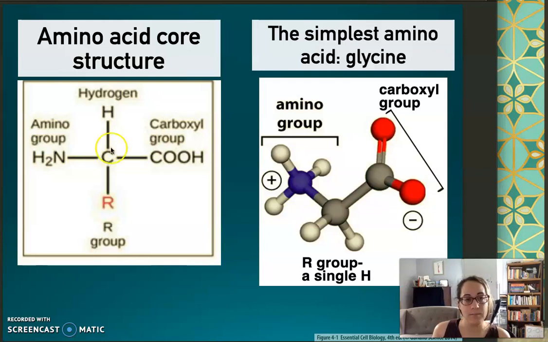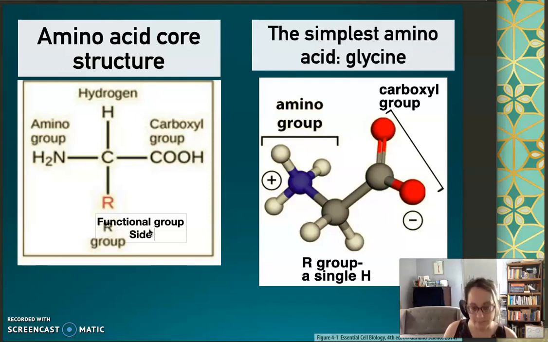Attached to the central carbon is one hydrogen, and then the other chemical groups that can be attached to the central carbon are an amino group, which is where this molecule gets its name, and a carboxyl group. Finally, at the bottom here, we have something called an R group. Another name for this is a functional group. So let's write that over here. So an R group is the same thing as a functional group. And that's the same thing as a side chain.